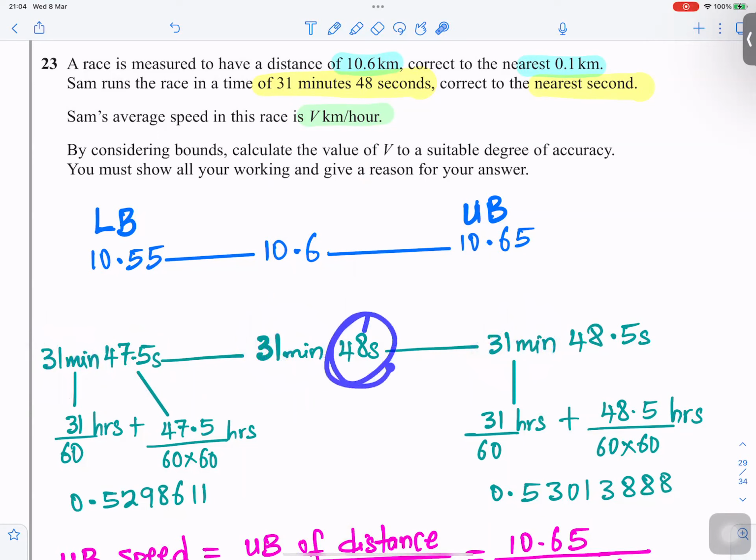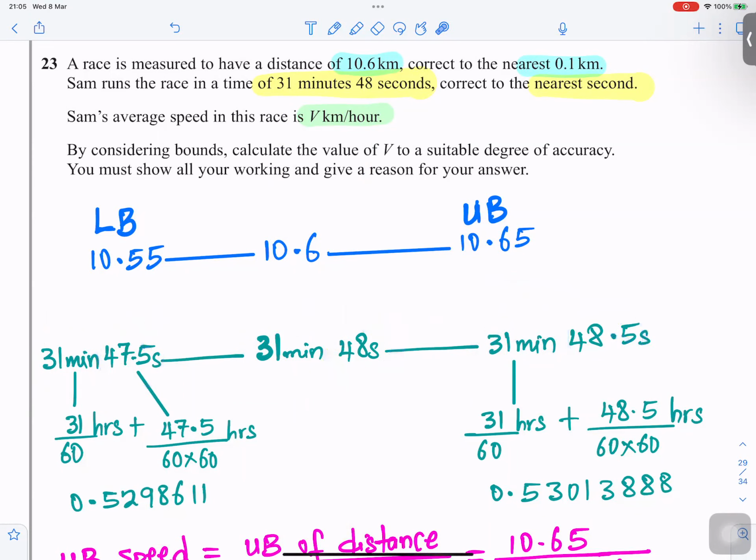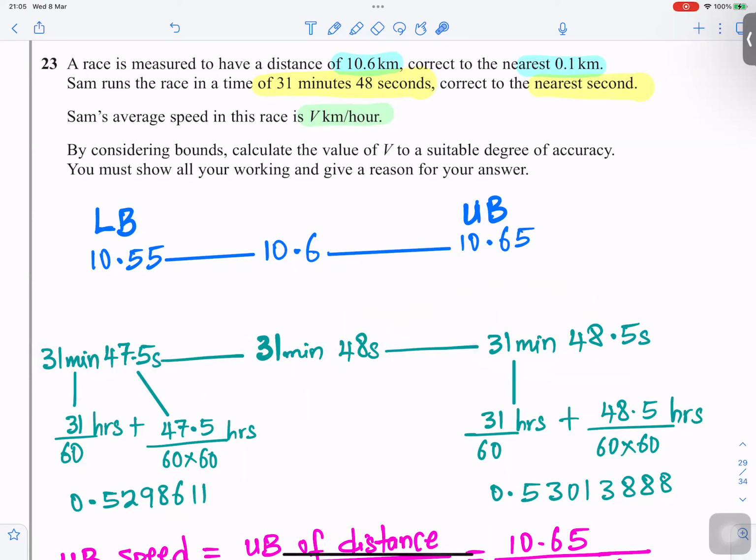48 seconds, what can we round to 48 seconds? 47.5 seconds, we round it to 48 seconds. And 48.5 seconds or less than, we round it to that 48 seconds. So that will be 31 minutes, 47.5 seconds, and that will be 31 minutes, 48.5 seconds.